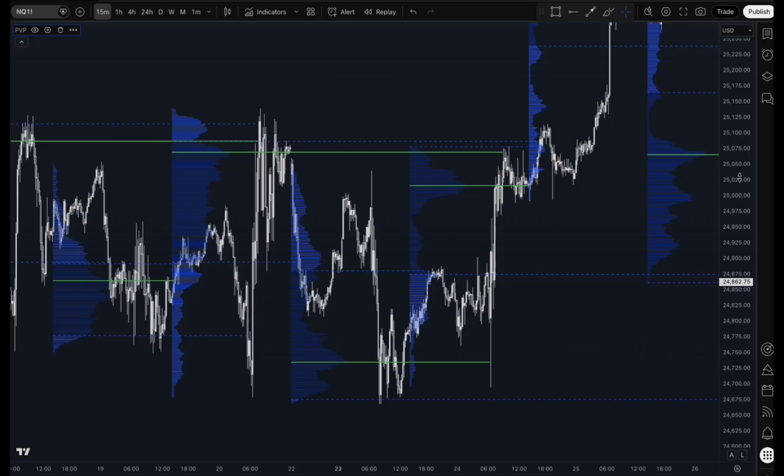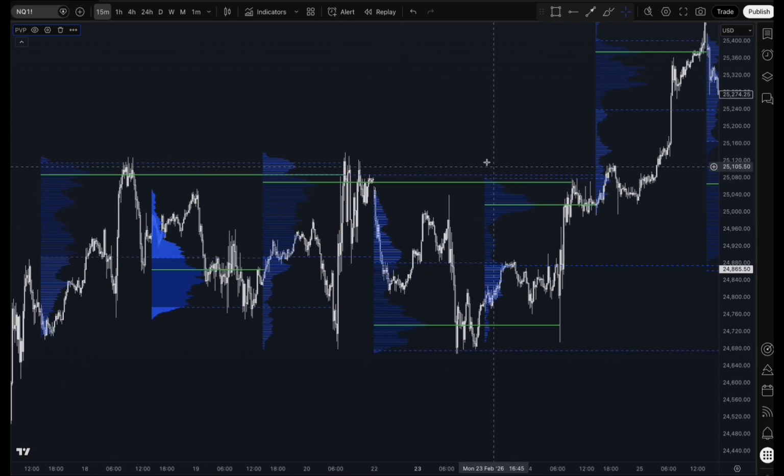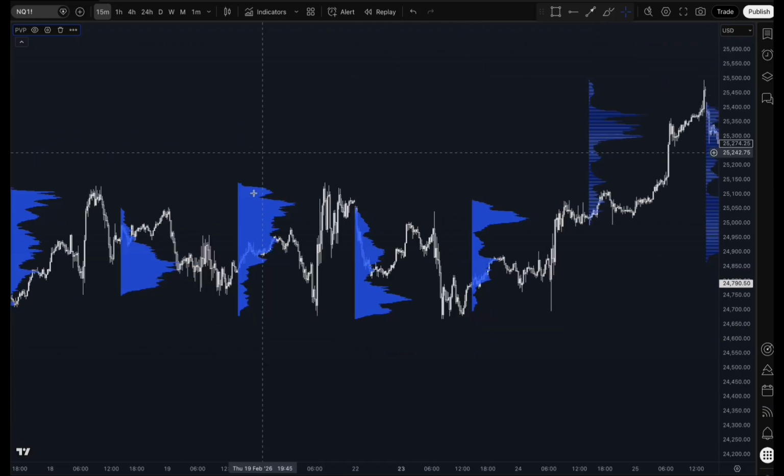In my opinion, it's making the chart look a little bit overcluttered. But if you're into this kind of visuals, then I guess that's fine. And now back to explaining the simple way I trade volume profile.